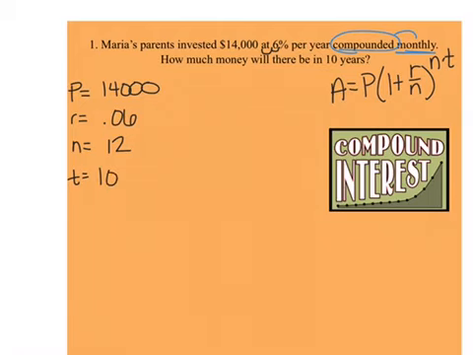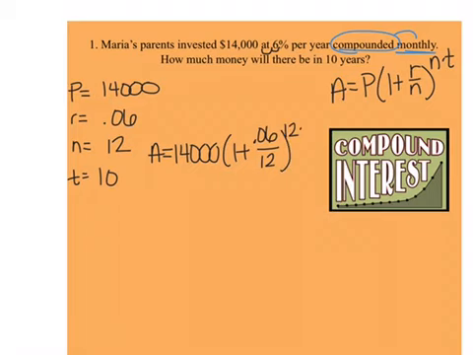So we're going to plug these numbers now into our equation. So we have A equals P times 1 plus my rate divided by my N, all to my N times my T.